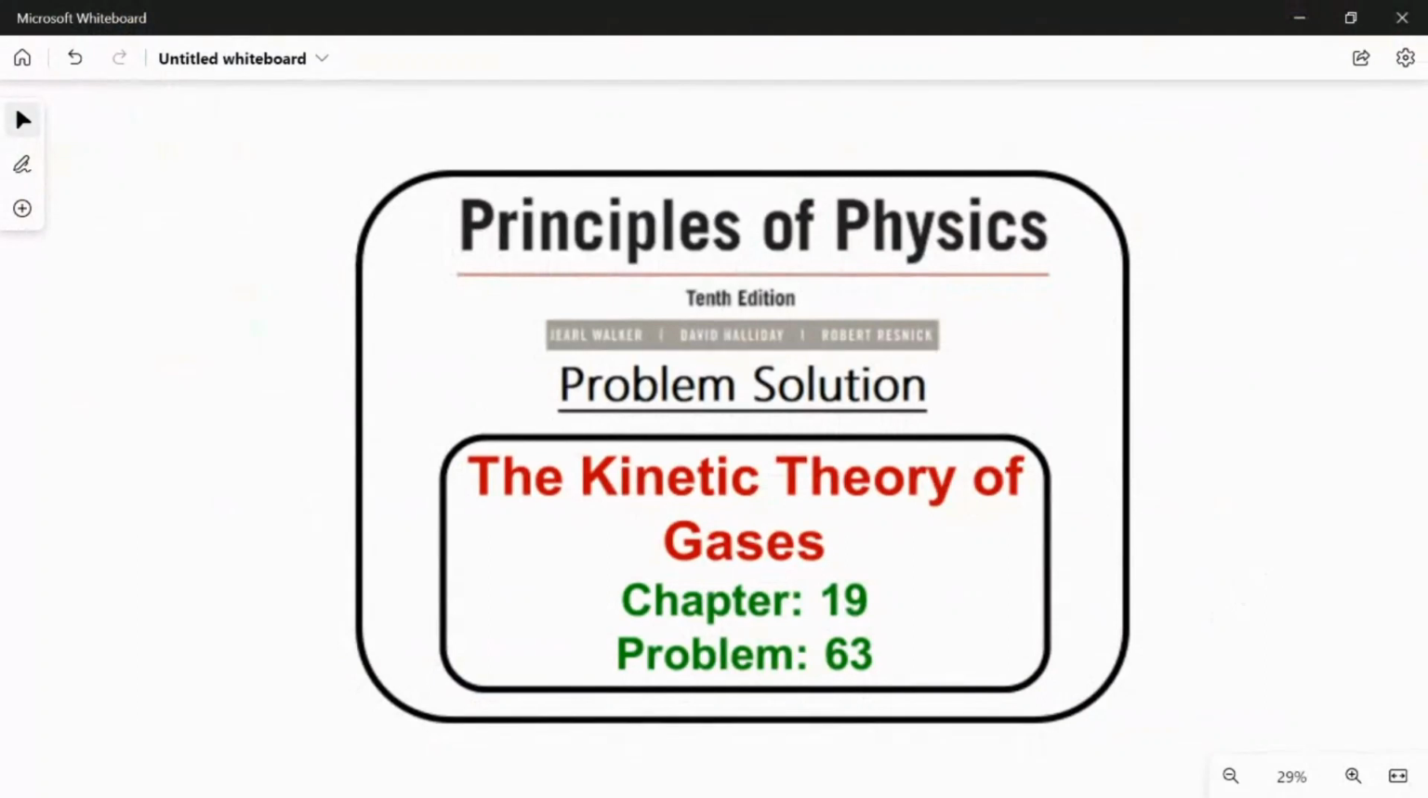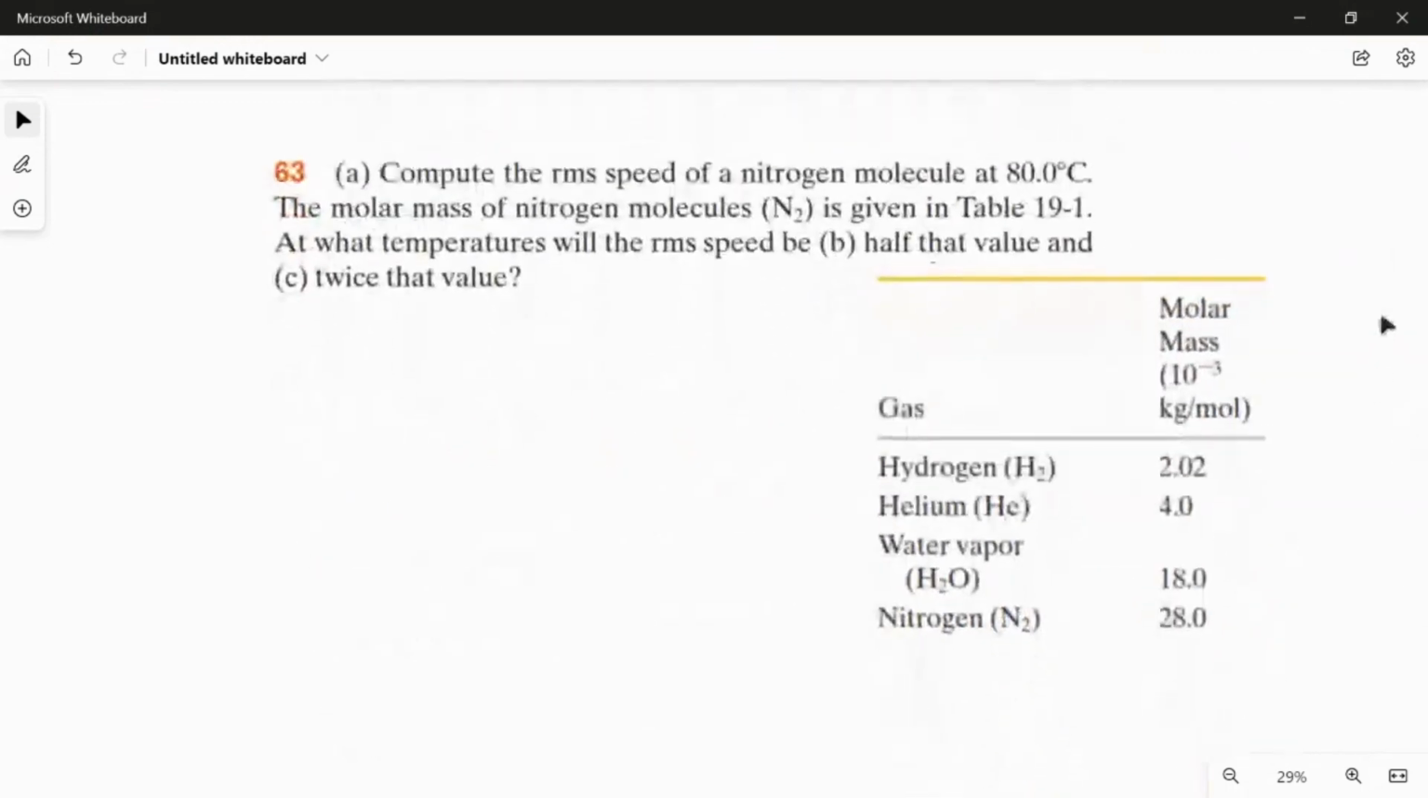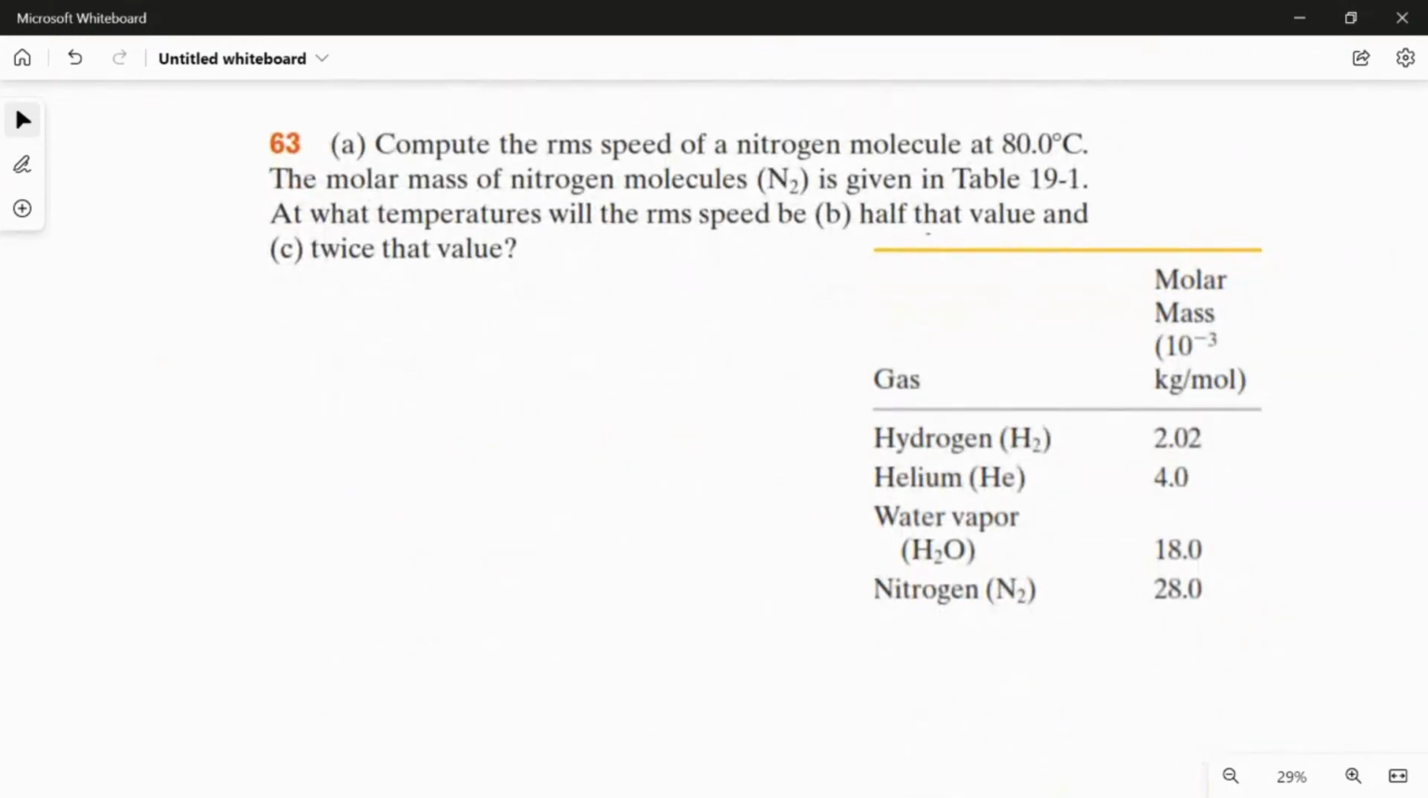In this video, I am going to solve problem 63 from chapter 19. Here we have three questions, so I will read them one by one. Compute the RMS speed of a nitrogen molecule at 80 degrees Celsius. The molar mass of the nitrogen molecule is given in the table. So in the first part, we are going to find the RMS speed.